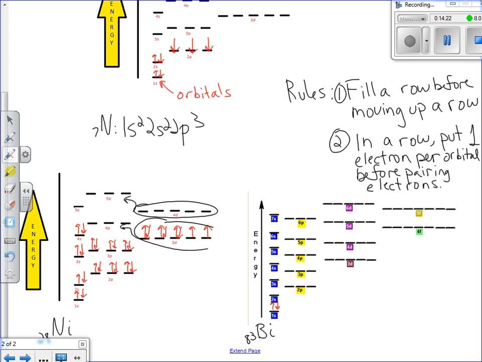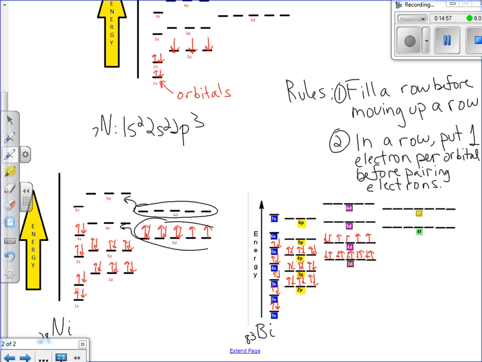1, 2, 3, 4, 5, 6, 7, 8, 9, 10, 11, 12, 13, 14, 15, 16, 17, 18, 19, 20, 21, 22, 23, 24, 25, 26, 27, 28, 29, 30. What's next? The 4p's. 31, 32, 33, 34, 35, 36, 37, 38, 39, 40, 41, 42, 43.